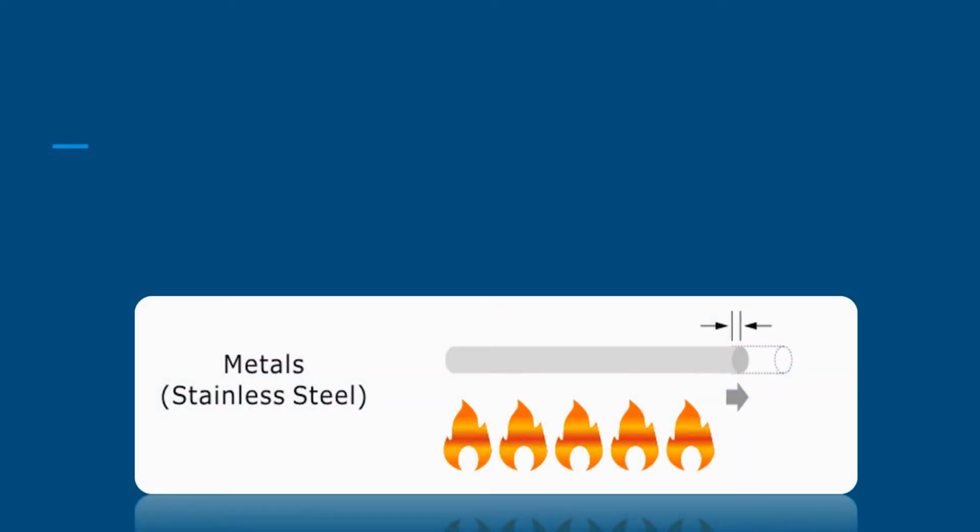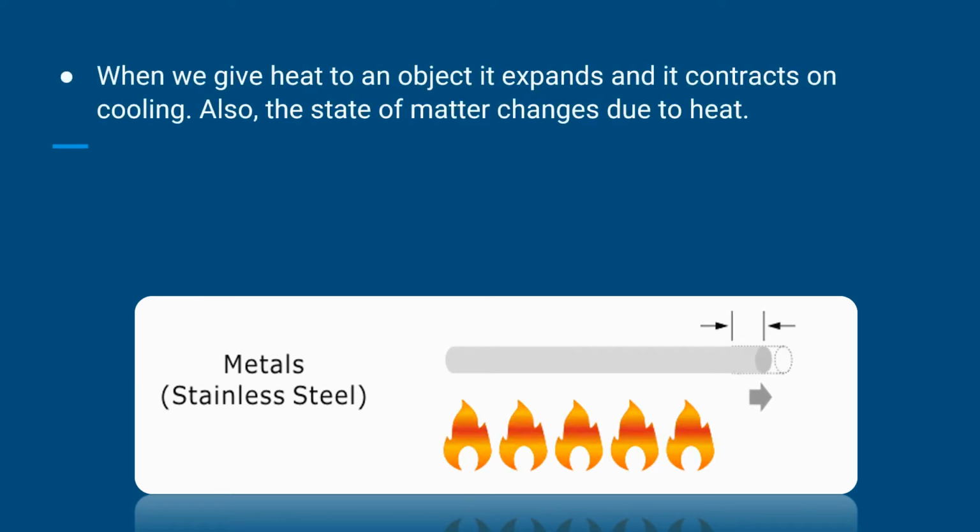We know that metals expand on heating, or any object expands on heating and contracts on cooling. Also, the states of matter change. States of matter, in the sense it changes from solid to liquid to gas. So if you heat an ice cube, it will turn into liquid, and if you heat it more, it will start boiling and turn into water vapor. So heat is the thing that changes the temperature as well as the state of the matter.